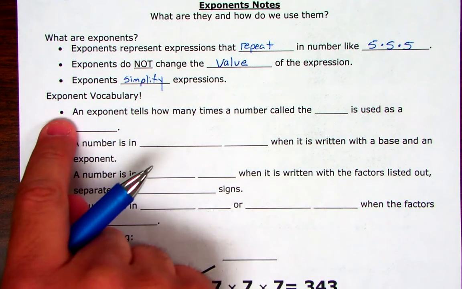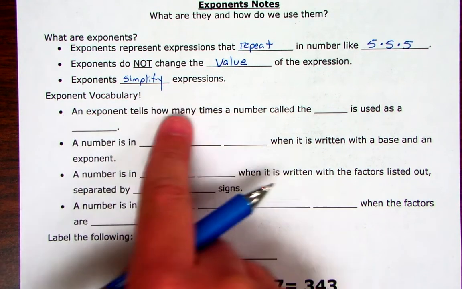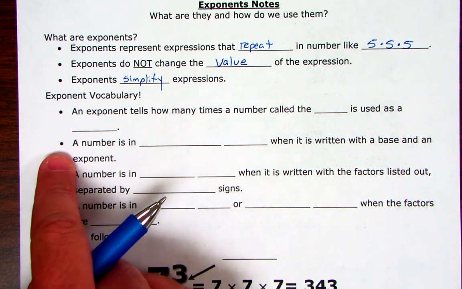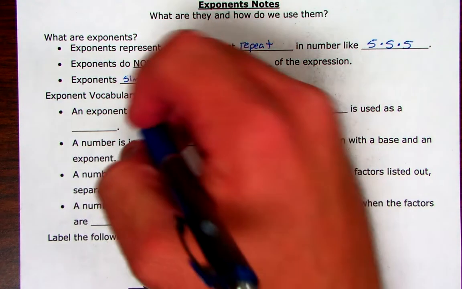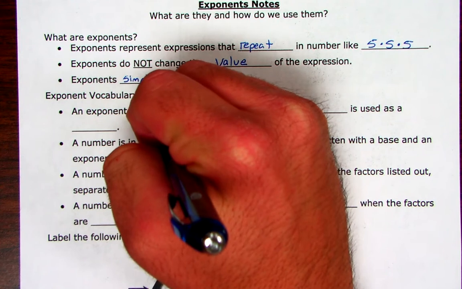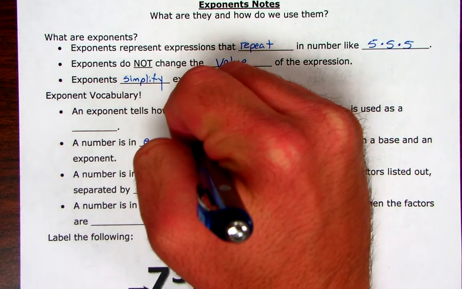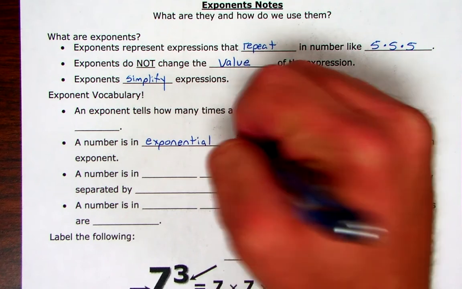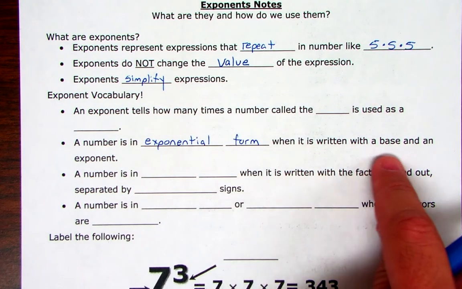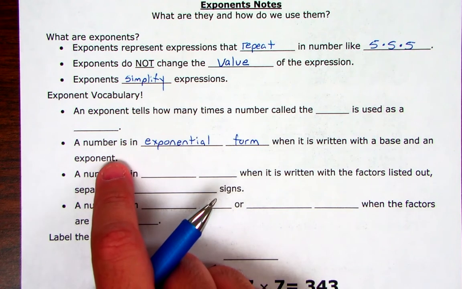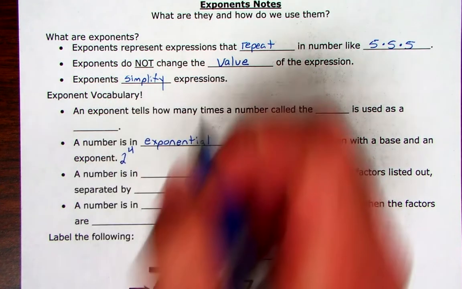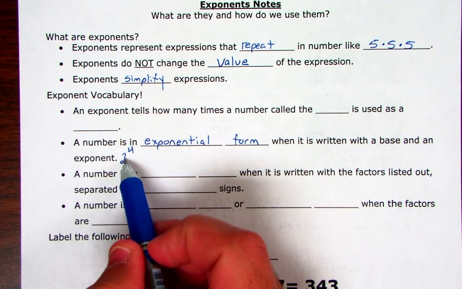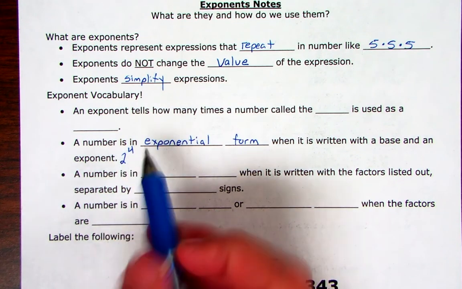I'm going to skip over this first dot, so leave this first dot alone. Let's look at the second dot. A number is in exponential form when it is written with a base and an exponent. So, for example, exponential form would be 2 to the 4th power. Your base would be the 2. The 4 is your exponent.